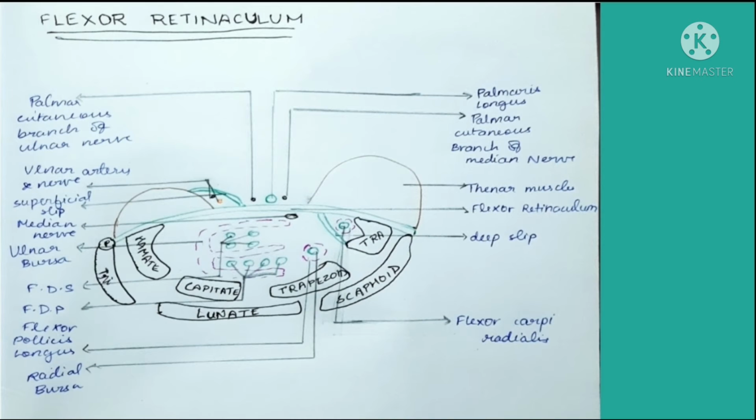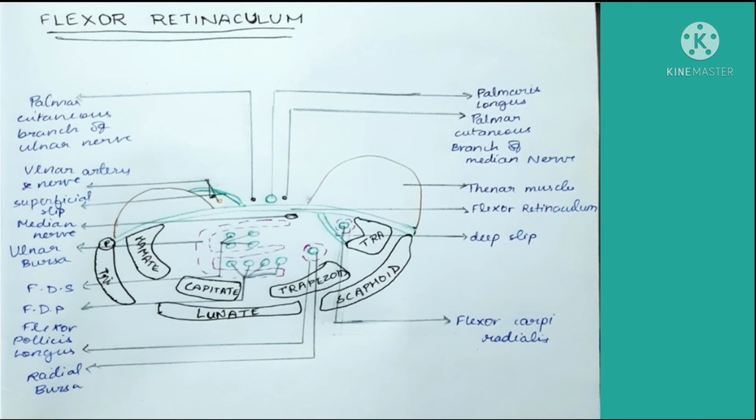And also, since the flexor retinaculum has a superficial slip, the ulnar artery and the nerve which pass through the superficial slip also pass above the flexor retinaculum. Then the median nerve and the ulnar nerve give off a palmar cutaneous branch. The palmar cutaneous branch of the median nerve and the ulnar nerve also pass above the flexor retinaculum.